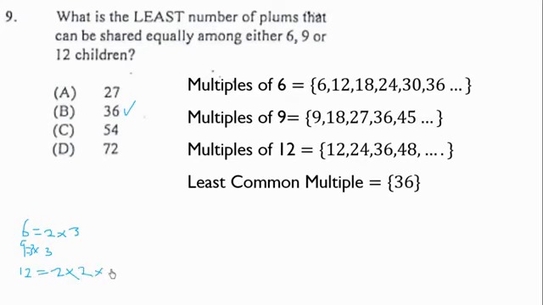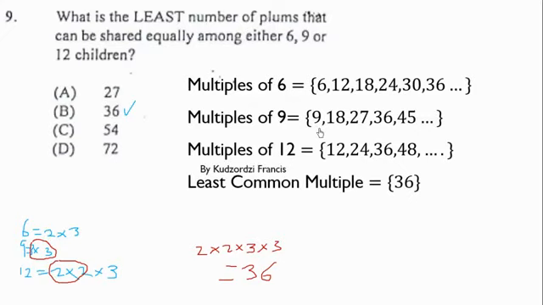So in this case we take the highest powers. For the 2's we pick the highest, which is this 2 by 2. Then for the 3, the highest is this 3 by 3. That will give you 4 times 9, which is equal to 36. So you can use this approach or this.